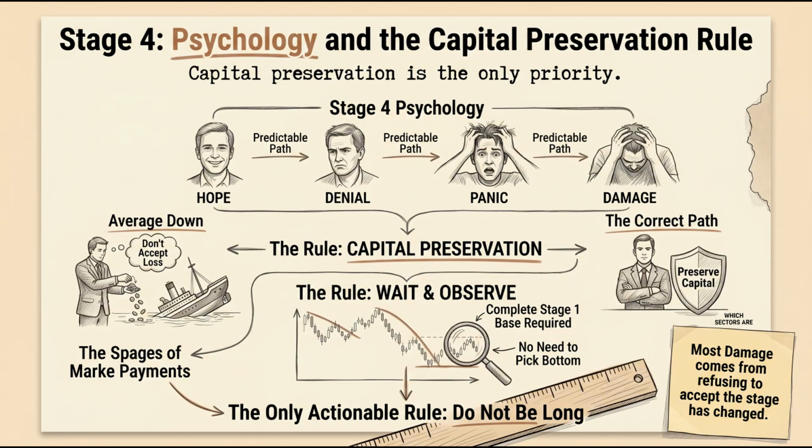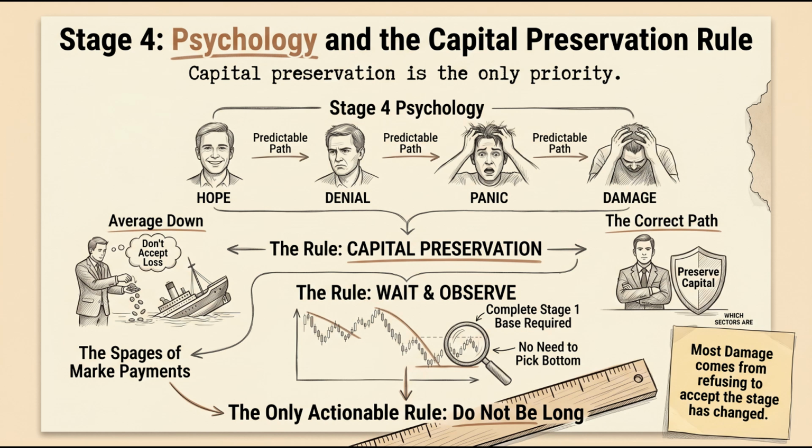Stage 4 psychology follows a predictable path. Hope turns to denial, then to panic. Investors often average down because they cannot accept selling at a loss. Meanwhile, short sellers and institutions sell into every rally.